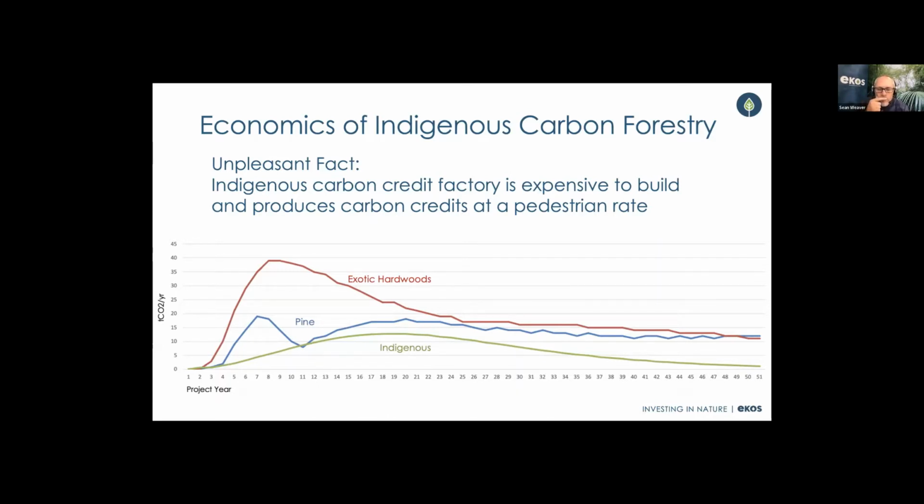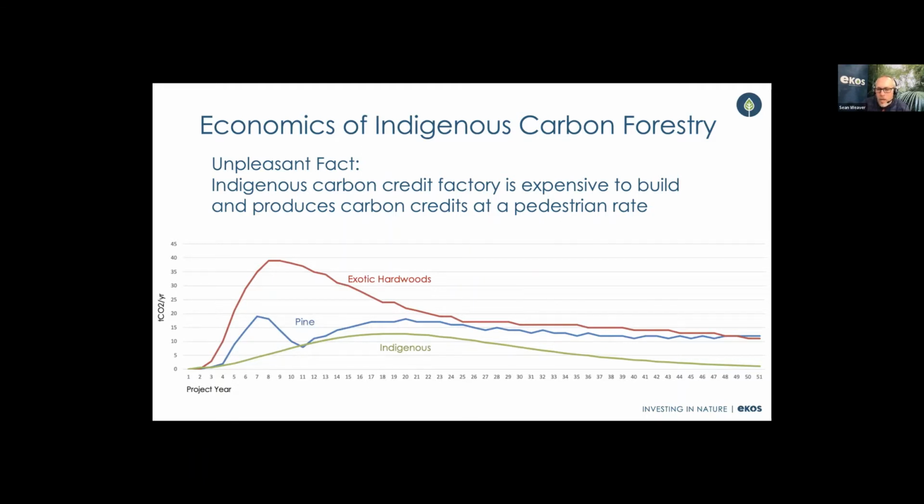This graph shows the carbon credit production rates of different forest types, using the national average sequestration rates for different forest types. So exotic hardwoods are things like oaks or eucalypts or poplars, anything, a leafy tree that doesn't come from New Zealand. Pine, we all know what pine is, and that's the blue line, and indigenous is the green line at the bottom. And as you can see, it's a much slower starter. It's a bit more of a long distance runner, whereas the exotics are your sprinters.